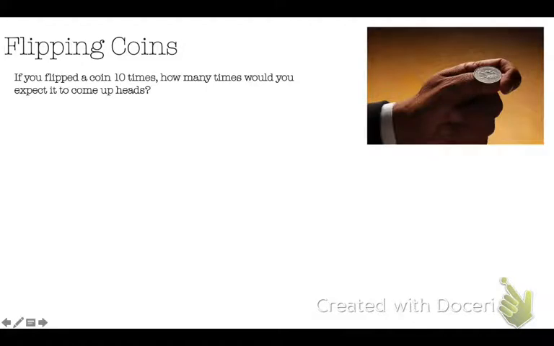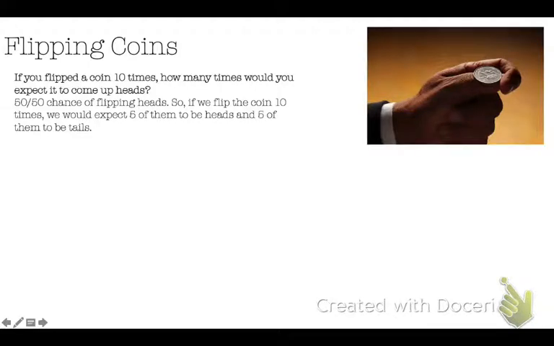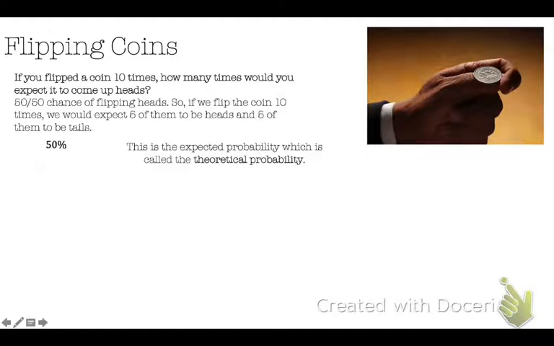If you flip a coin 10 times, how many times would you expect it to come up heads? Well, we have a 50-50 chance, so you would expect it to come up heads 5 times, right? That is the expected probability, which is also called the theoretical probability. Okay, that's what we're expecting to get when we do this.